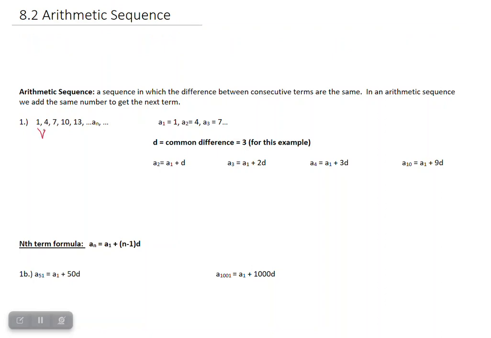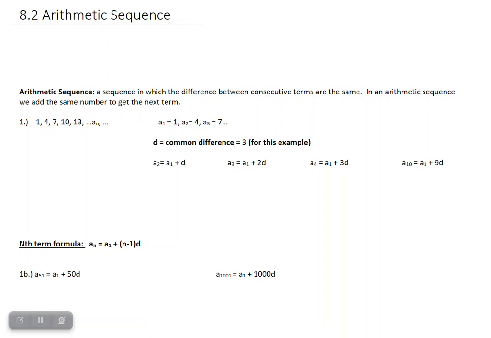When I go from the first term to the second term, I'm adding 3. The second to the third, I'm adding 3 again, and so on. So each time we add 3 and we continue that pattern. Notation-wise, we should know a sub 1 means the first term, a sub 2 the second, and so on. With this type of sequence, we are simply adding to get the next number.